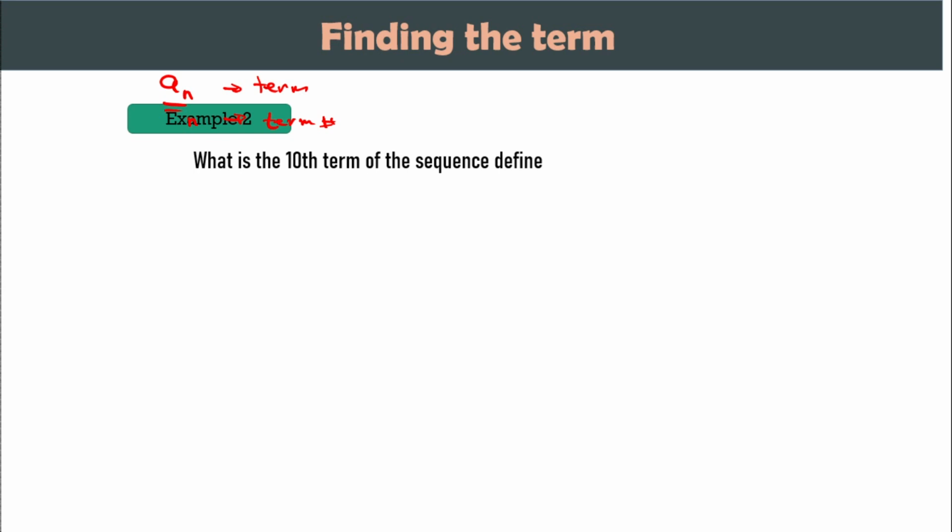So as what I've said a while ago, in this expression a sub n here is the term, and n here is the term number. So it is the placement. In this particular example, what is the 10th term of the sequence defined by the formula below? A sub n equals n squared plus n minus 1.